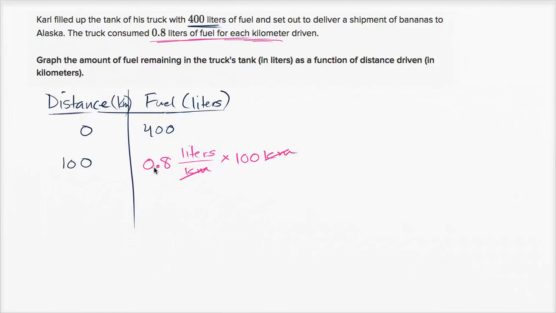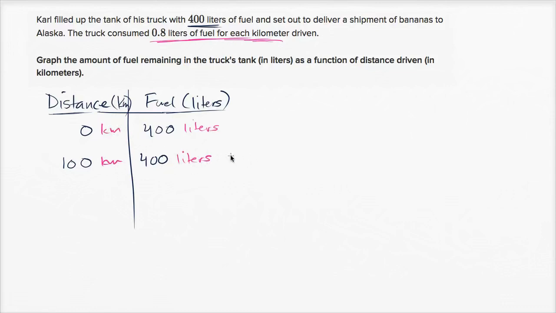And then we multiply the numbers. 0.8 of 100, that's going to be equal to 80. And the units are liters. 80 liters. So at a distance of 100 kilometers, he's going to have consumed 80 liters. So the fuel is actually going to be what he started with minus how much he consumed. So it's going to be minus 0.8. And if we want to write the units there, I might as well. So this is liters right over here. This is 400 liters, and I can write this kilometers.